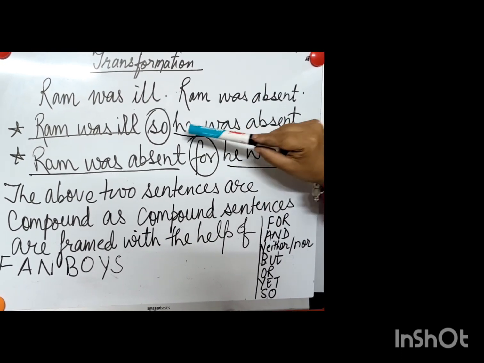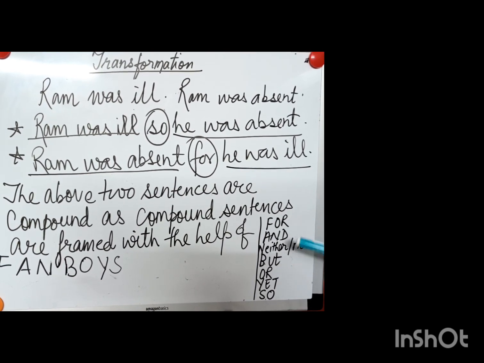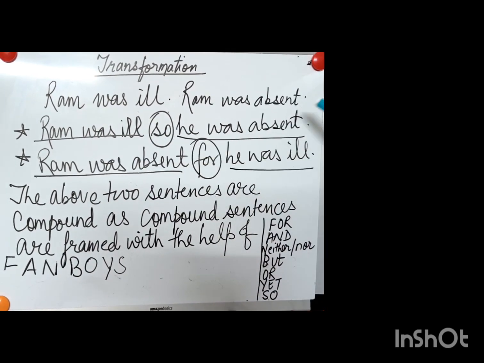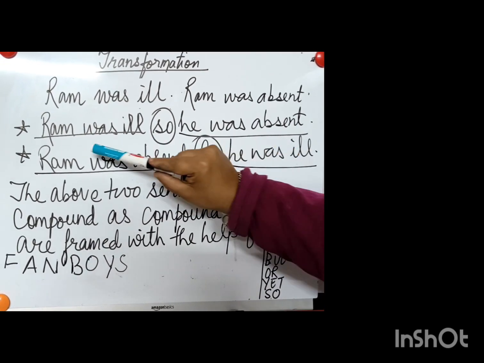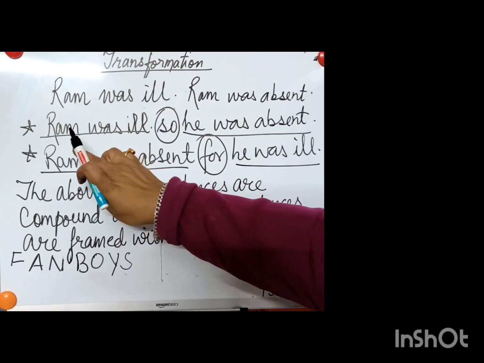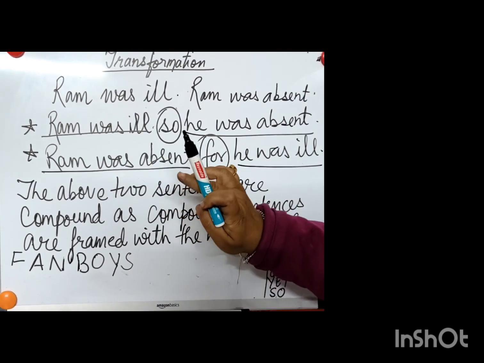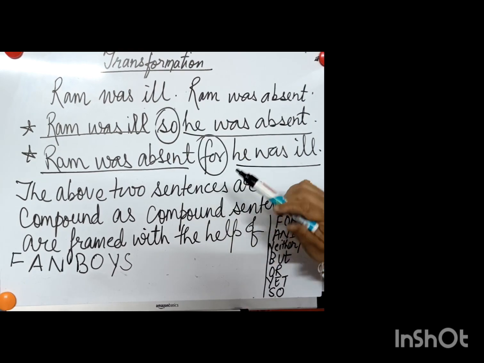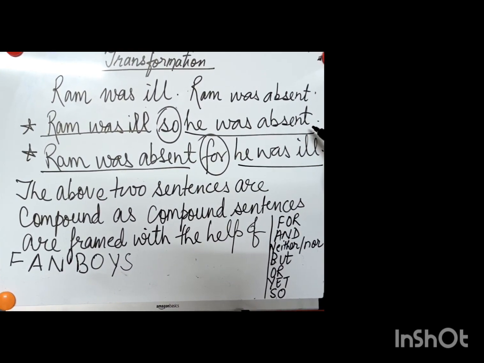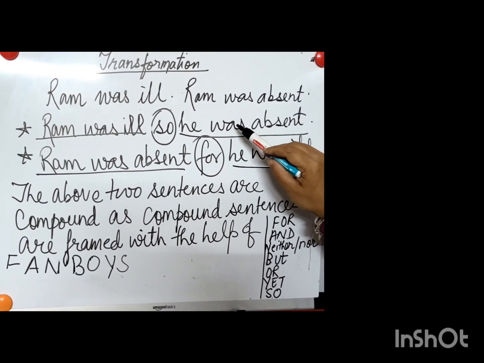So in order to show the cause or the reason, we can use so and the word for. These two words help you to give the reason. So Ram was ill, so he was absent. Now you can see that in the first part, if I use a full stop here, then the entire part makes sense. It is a complete sentence because the subject is there, the verb is there. So it makes complete sense. Now if I move on to the next part, then this also makes complete sense because the subject he, that is the pronoun, is there and the verb is there.